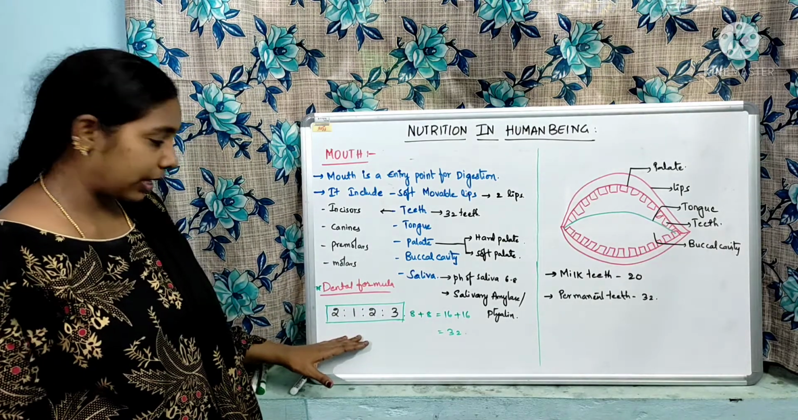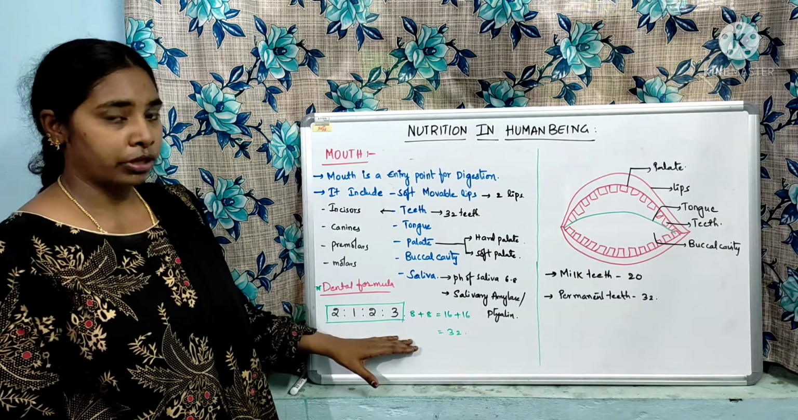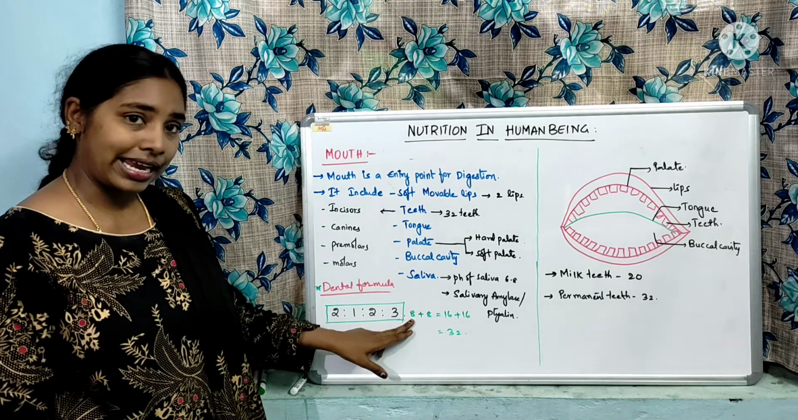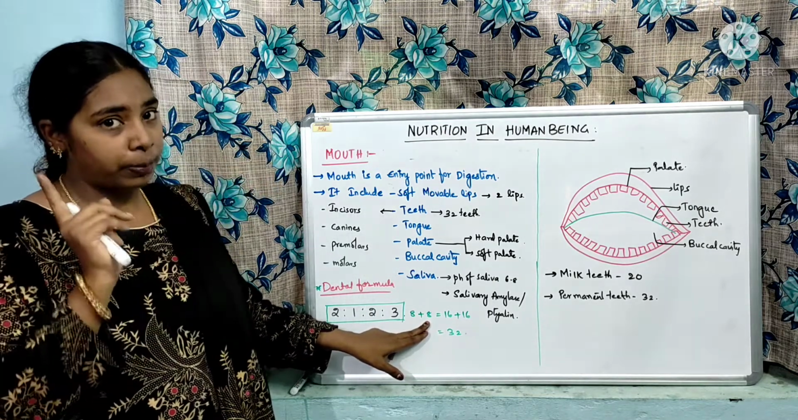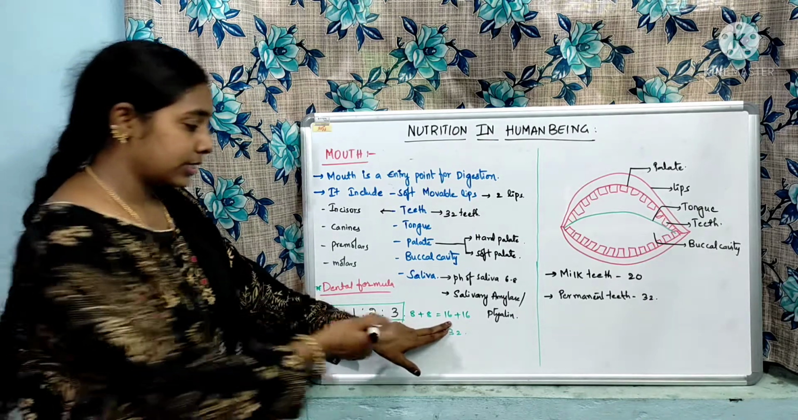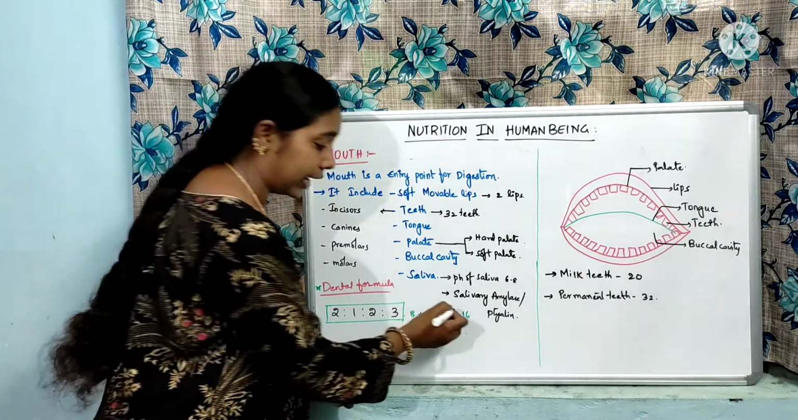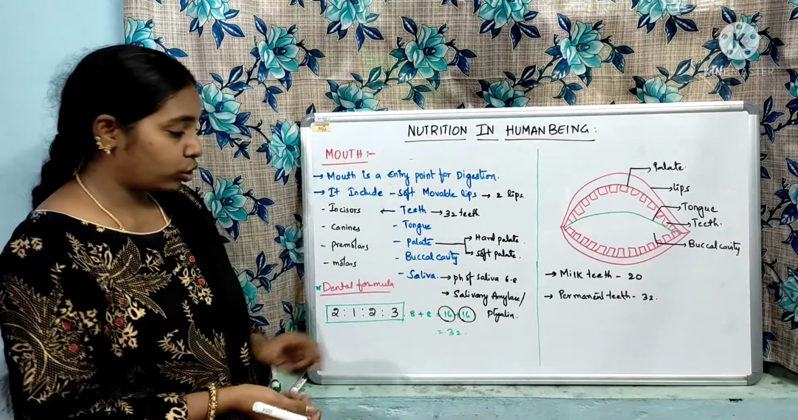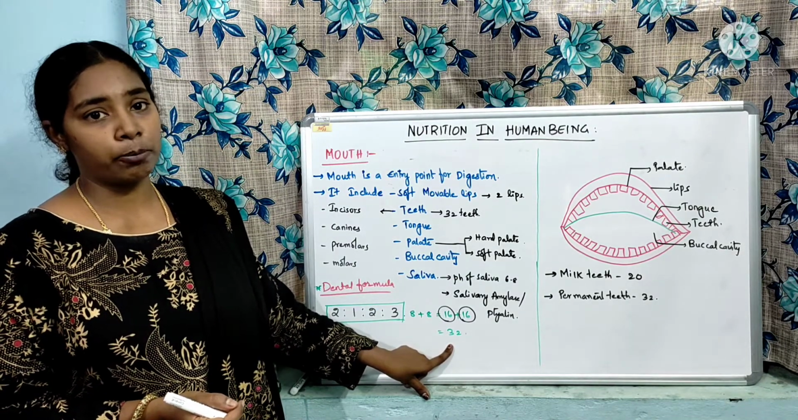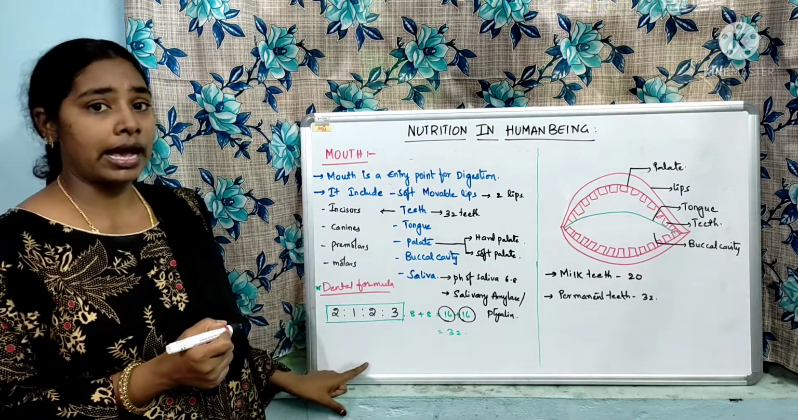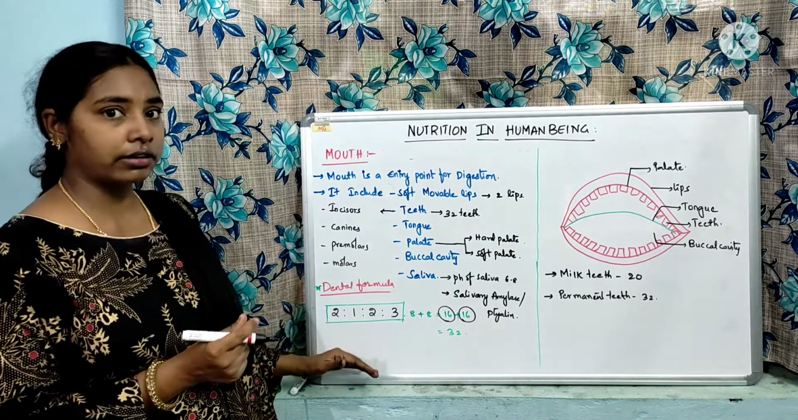So let's come to the dental formula again. 2 is to 1 is to 2 is to 3 is the dental formula. If you make a sum of this 8, 8 plus 8, right part 8, left part 8, total 16. 16 in one jaw, and another 16 in the lower jaw. In total you contain 32 teeth. Teeth are very important, and they may ask this question in your examination also. So please try to understand it clearly.